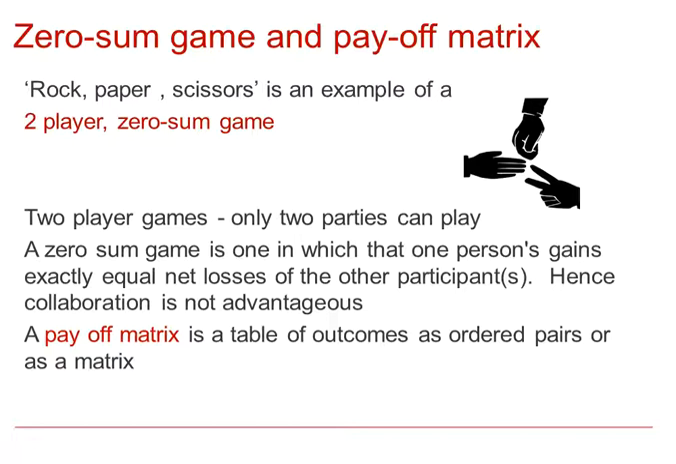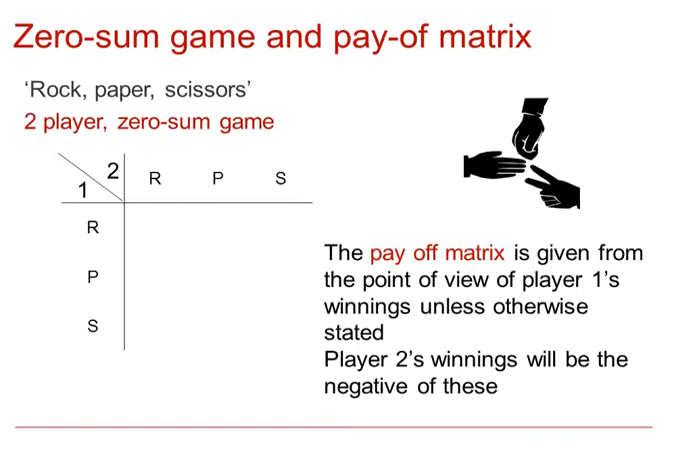A payoff matrix is a table of outcomes to reflect the game as ordered pairs or as a matrix. So the payoff matrix is given from the point of view of player 1's winnings, unless otherwise stated. So player 2's winnings would be the negative of these. So for the rock, paper, scissors game, if you have both of you showing rock, neither wins, and therefore it would be a zero score.